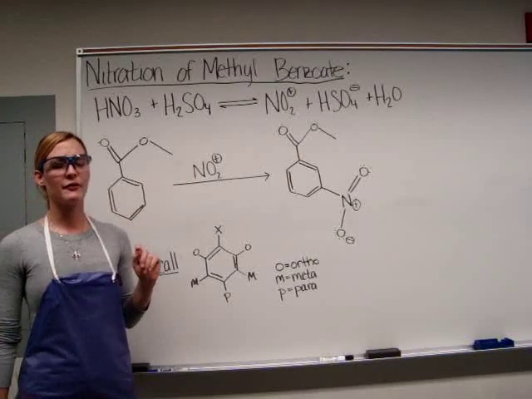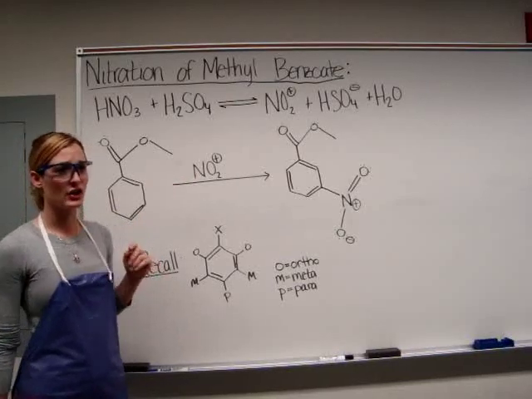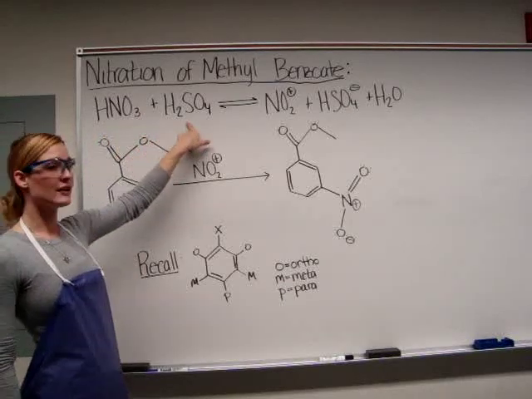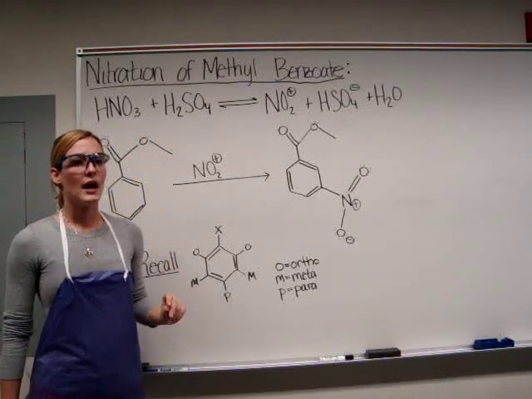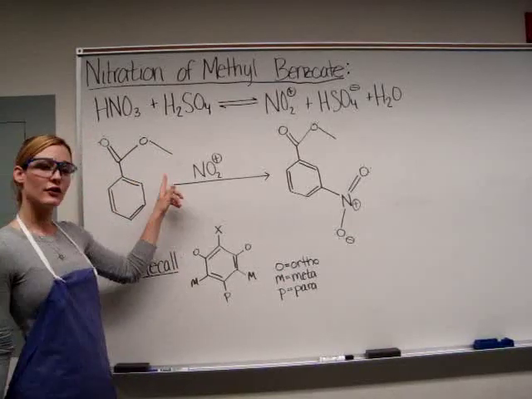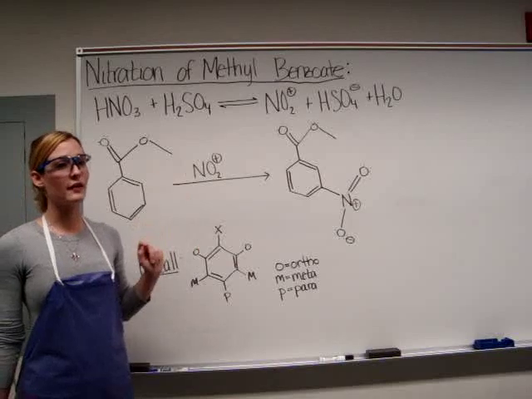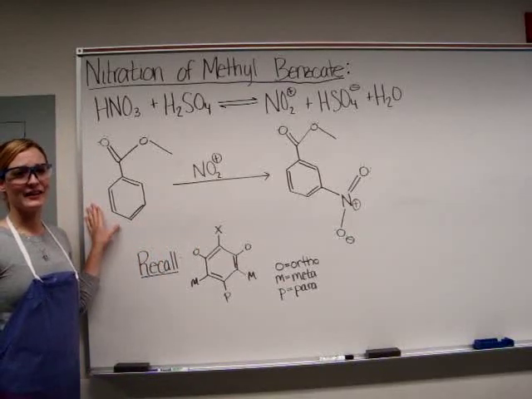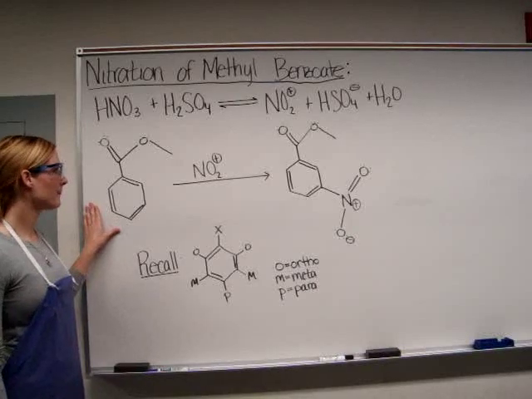In order to form the nitronium ion in solution, you'll need to react nitric acid with sulfuric acid to form it. And then to keep the aromatic ring in the product, the electrophile, your nitronium ion, will substitute for one of the hydrogens on the ring, rather than adding like it would with alkenes.